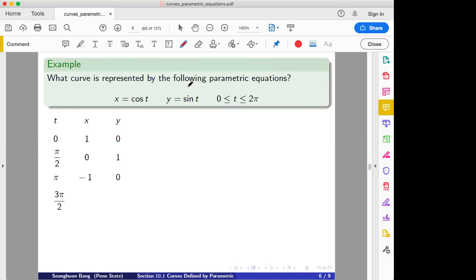So what's cosine 3 pi over 2? Do you know cosine 3 pi over 2? What's sine 3 pi over 2? What is cosine 2 pi? What is sine 2 pi? So we have it. So we have these numbers, and you have to plug these into the whole points.